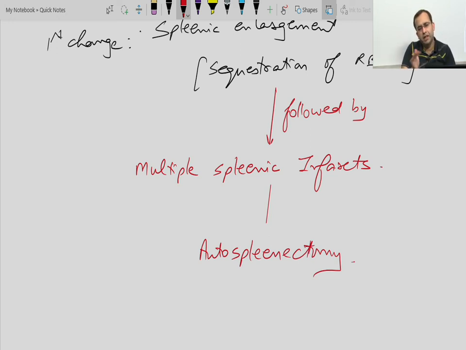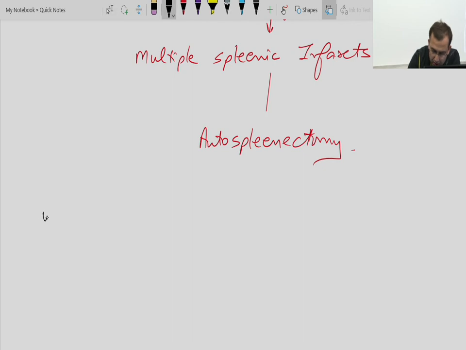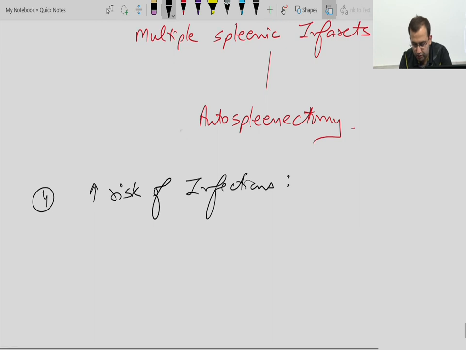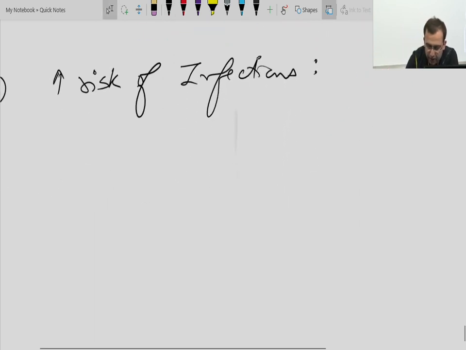So, is splenectomy indicated in sickle cell anemia? Do we need to do splenectomy? No. Why do you want to do something the disease will do free of cost? So splenectomy is not indicated because sickle cell anemia is associated with autosplenectomy. The last clinical feature: sickle cell anemia is also associated with increased risk of infections.